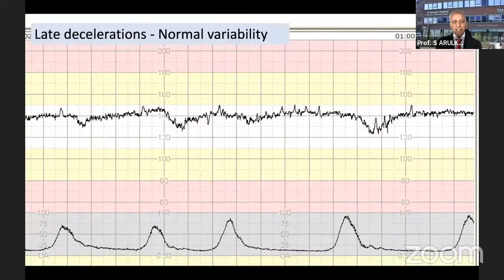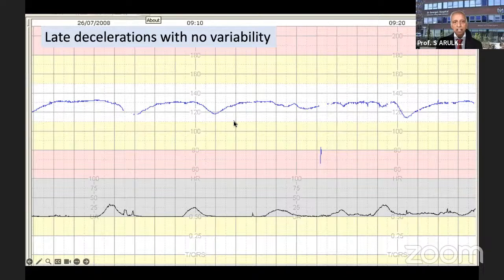Now, compared to this, these are not normal, these are late, because if you draw the same two lines from the beginning of the contraction to the end of the contraction, these decelerations come a little bit later, or take the acme of the contraction to the nadir of the deceleration, it's much later. So here you have to be very careful. And as you could see, the baseline variability is gradually getting less and less, and these are late decelerations.